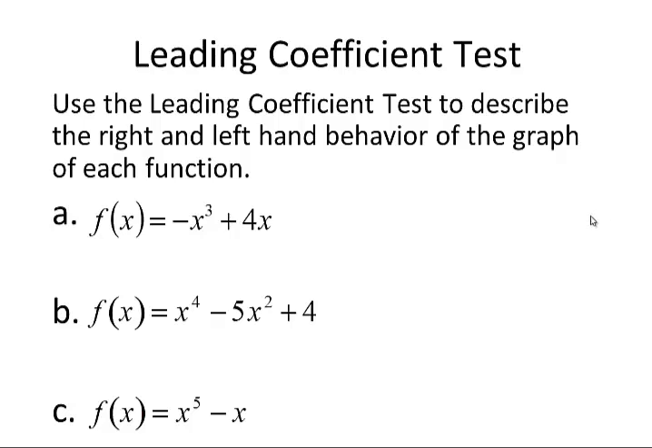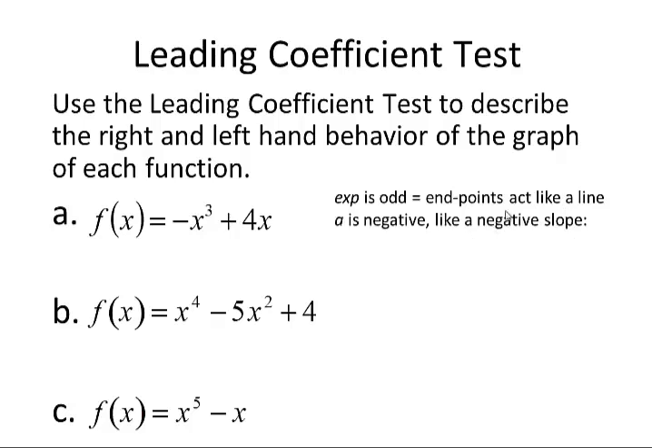So let's see if you really understood that. Use the leading coefficient test to describe the left and right hand behaviors of the graph. So this is odd. Odd is like a line or parabola. I think it's like a line with a negative slope, right? The exponent is odd, so the endpoints act like a line. Since A is negative, like a negative slope, that means it rises to the left and falls to the right.